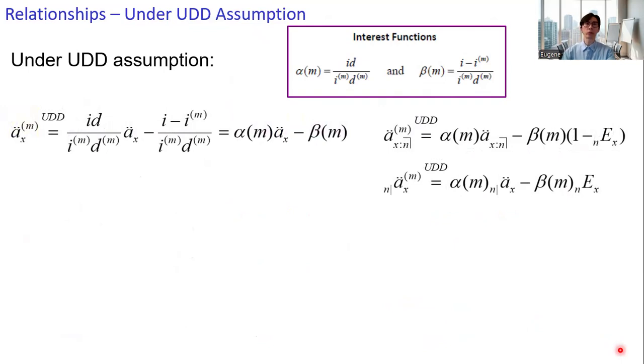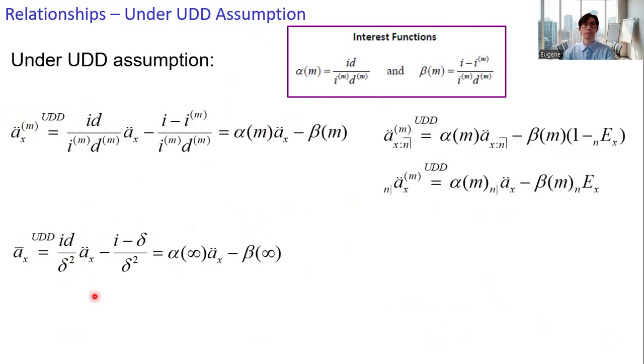All right, let's move on to continuous annuity. We have A bar X equals this expression. And then the N-year continuous annuity. Similar setting, we simply replace the M with infinity for the annuity due, and here for the continuous annuity.